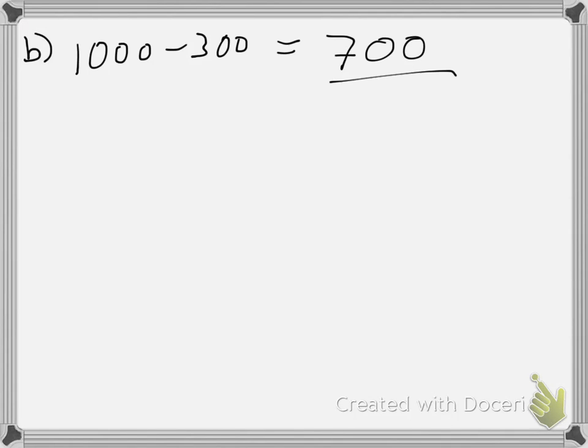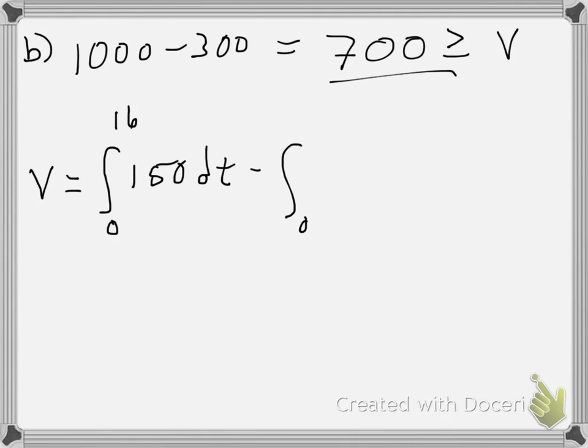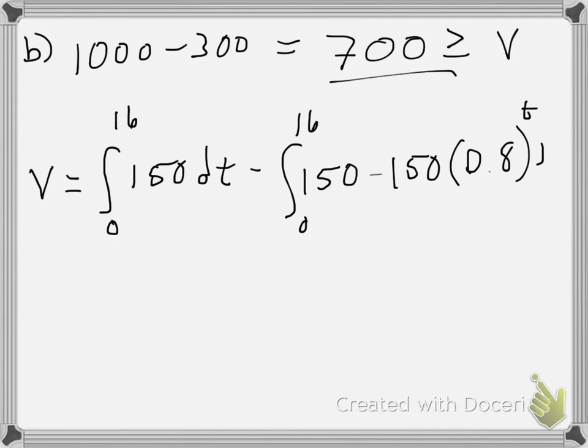Well, here, the key number that we're looking at is 1,000 minus 300. So that's 700. That's our key value right there. We want our answer to be less than or equal to that. So we can use the same setup we had in the last problem, but this time we're going to integrate from 0 to 16. And that's going to be the integral of 150 dt minus the integral from 0 to 16 of 150 minus 150 times 0.8 raised to the t power dt.